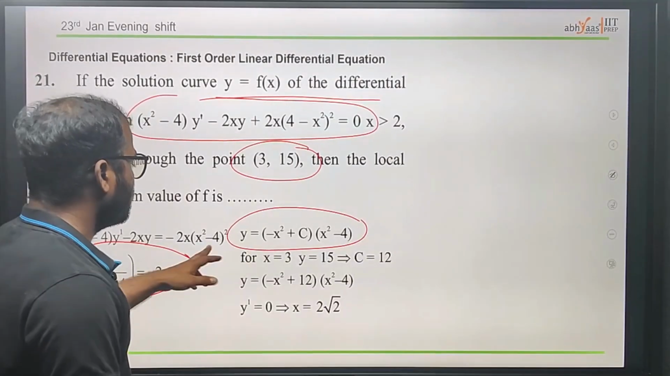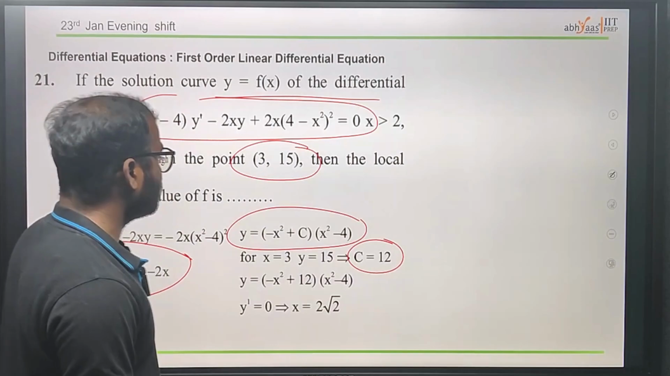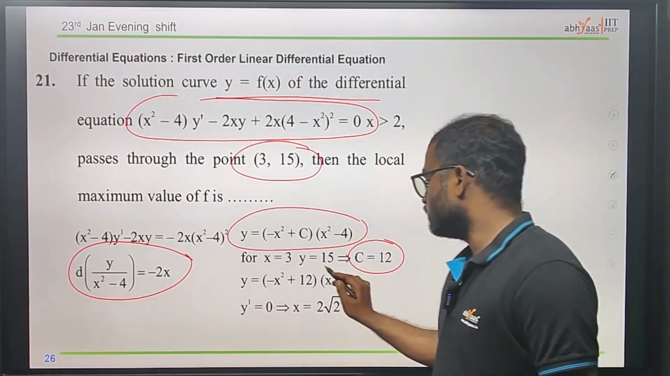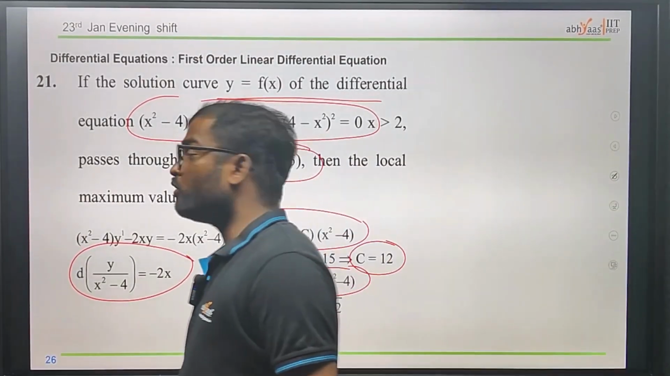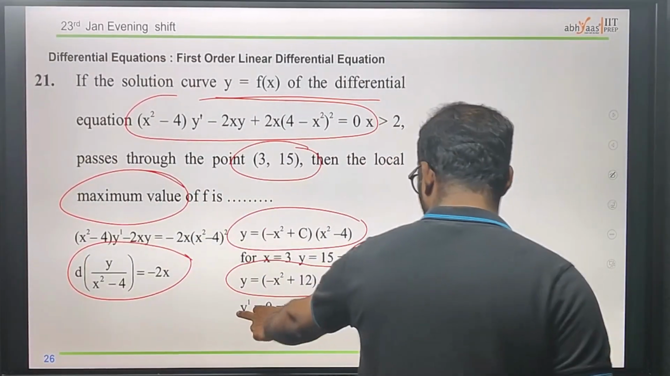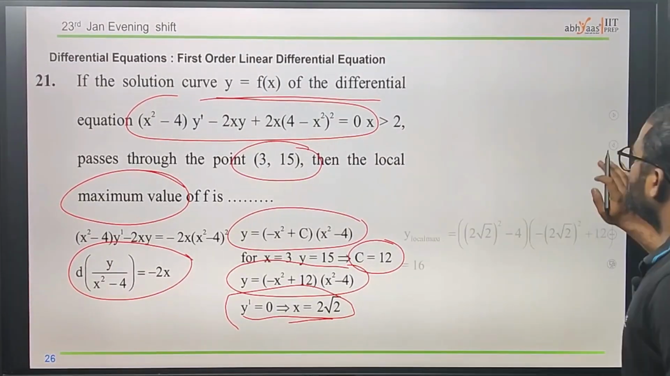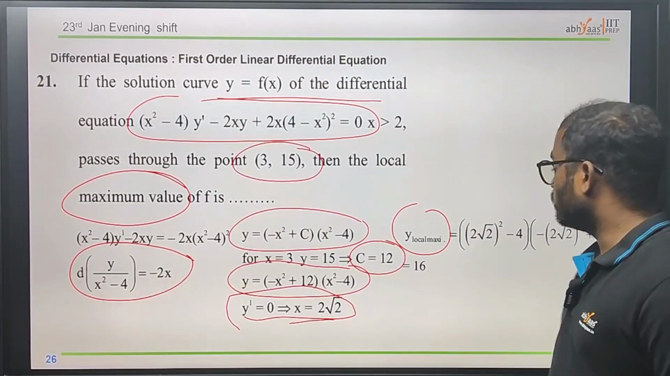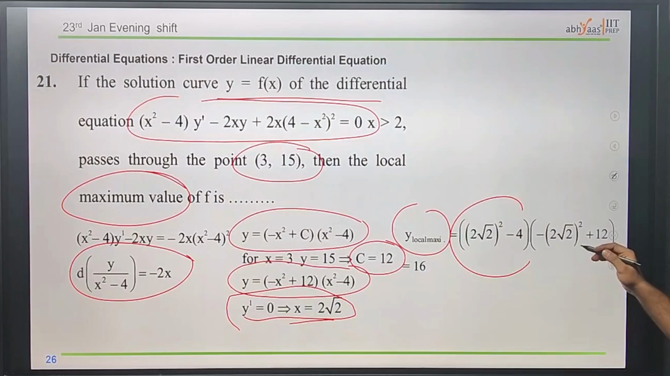That means they have given the y and x values, which means we can easily find c as 12. After finding it, we got the equation. Now we need to find the maximum value of the function. For that, we differentiate it and equate to 0 in order to find the critical point, which is the local maximum of f, which they have given. That's how we got x equal to 2 root 2. Now we need to find the local maximum, so we use y dash: (2 root 2) whole square minus 4 into 2 root 2 minus (2 root 2) whole square plus 12.